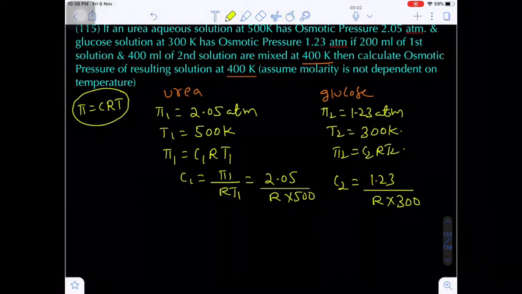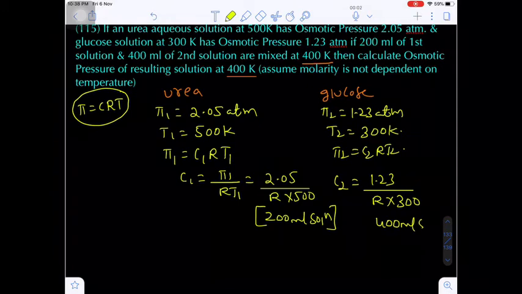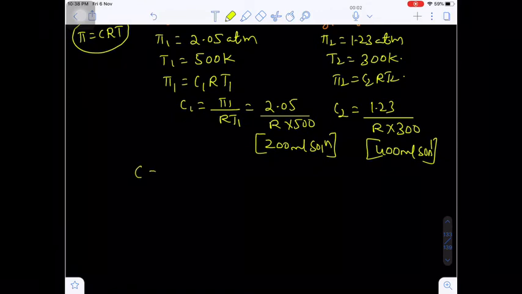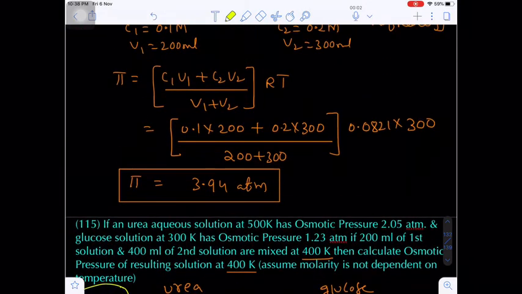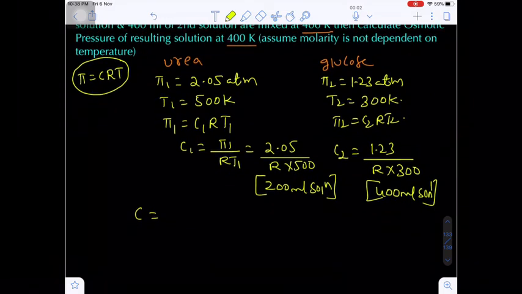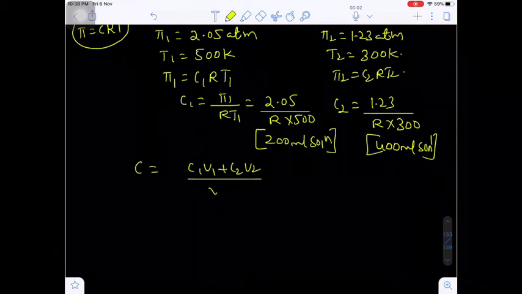Okay. Now this is the 200 ml solution. This is how many ml of a solution? 200. And right side glucose will be how many ml of a solution? 400 ml of a solution. Yes or no? Now after intermixing, what is the concentration of the final solution? Here in the bracket I have written that will be C1 V1 plus C2 V2 upon V1 plus V2. Yes or no? So same concept here I am applying: C1 V1 plus C2 V2 upon final volume V1 plus V2.